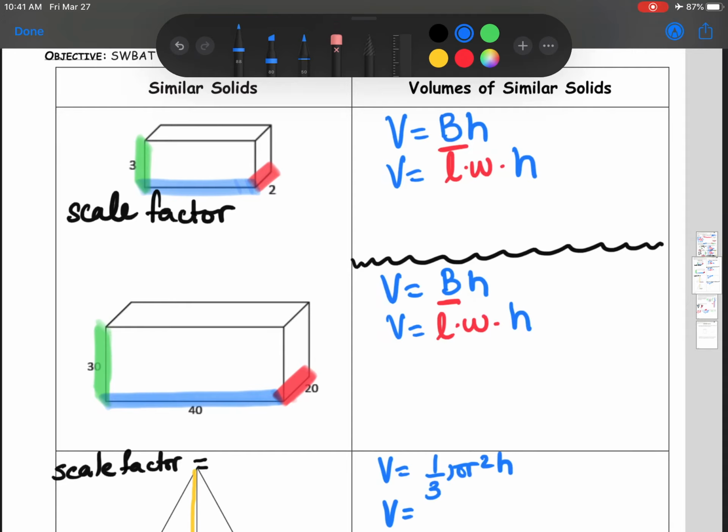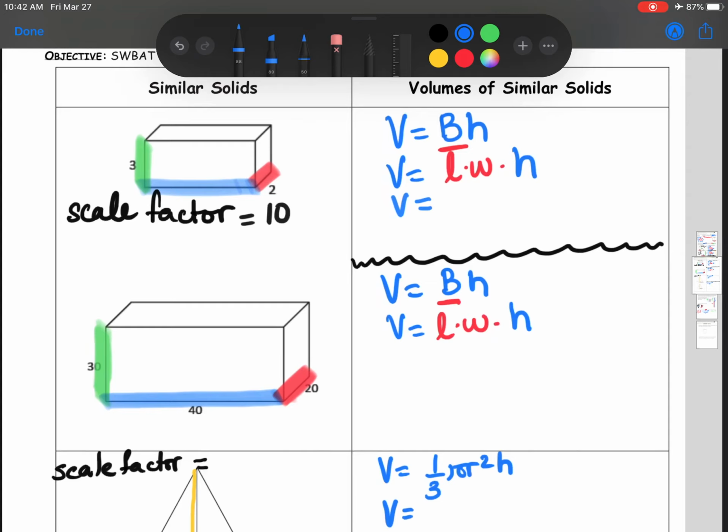Okay, let's start with number 2. It says again, start with the scale factor. What's my scale factor? It is 10. Very good. 20 divided by 2, it is going from a smaller shape to a bigger shape, so your scale factor is going to be greater than 1. Okay, now we're going to substitute in to find our volumes.